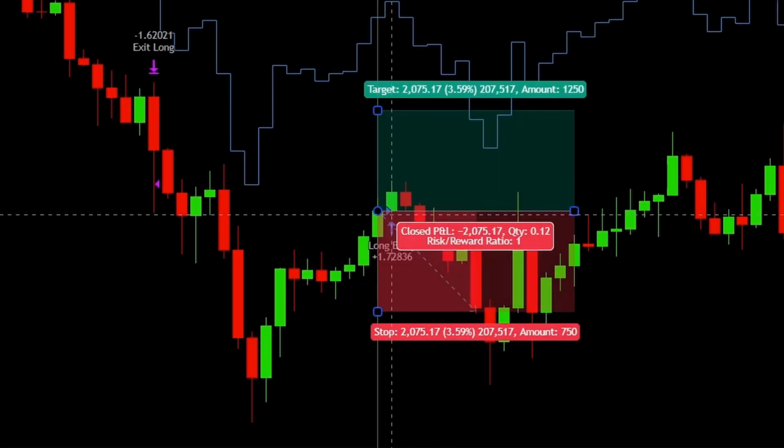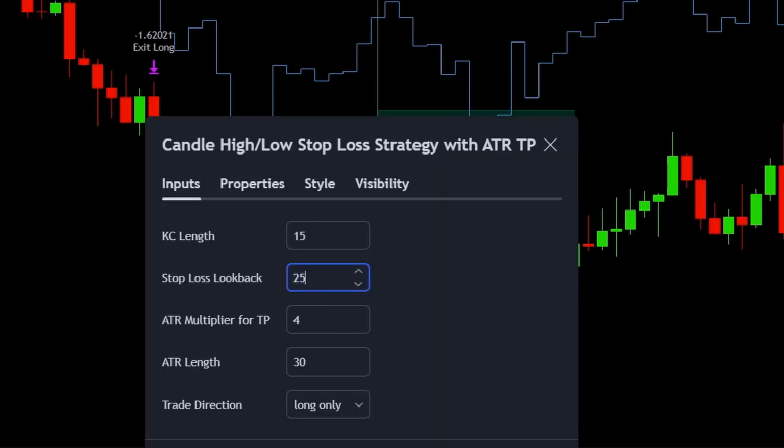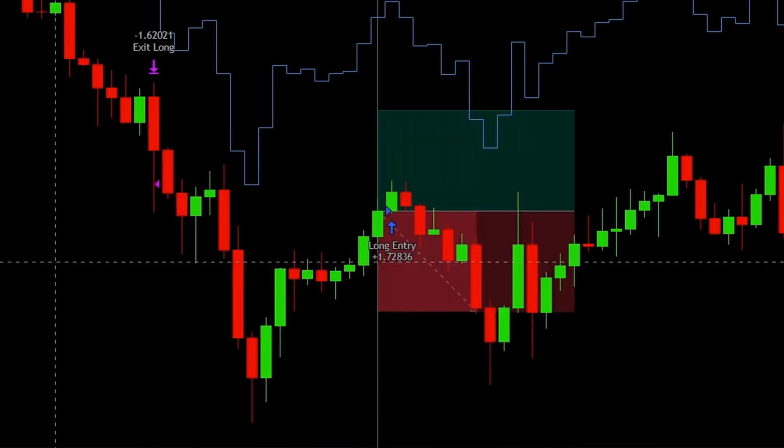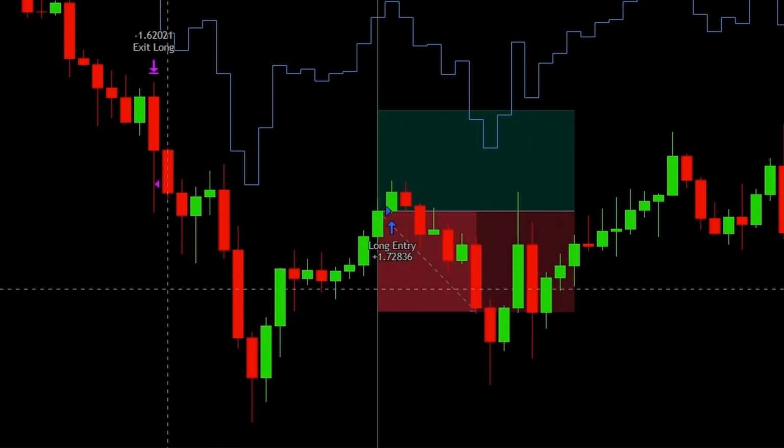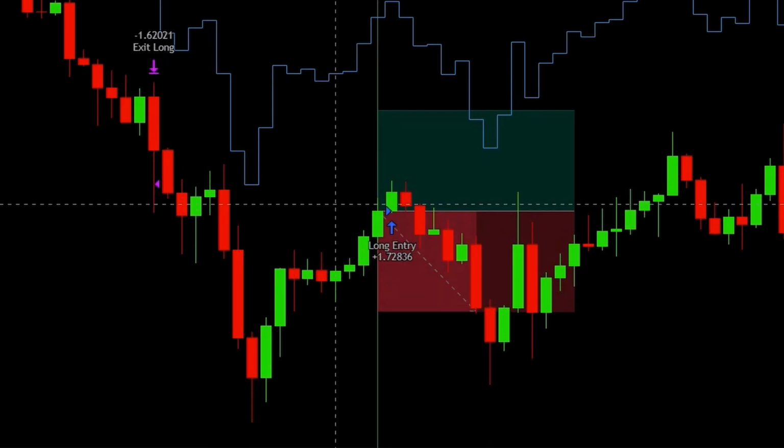Now the stop loss, as this is a candle low high based stop loss, will be placed at the recent swing low. But what is the recent swing low? That's where this value comes handy. The stop loss lookback is set to 25, which means that we will check 25 candles back and place the stop loss at the lowest point out of those 25 candles.